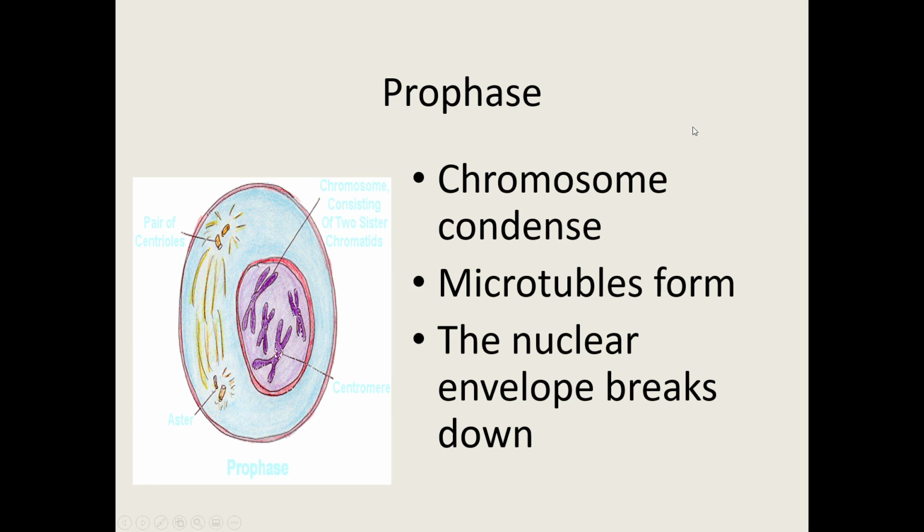Prophase is when chromosomes are going to condense, the microtubules are going to form, and the nuclear envelope is going to break down. So the nucleus is going to break apart, the chromosomes are going to condense into the form that they need to be in, and these microtubules are going to form. These are going to be important for this division. They're going to help the DNA split.